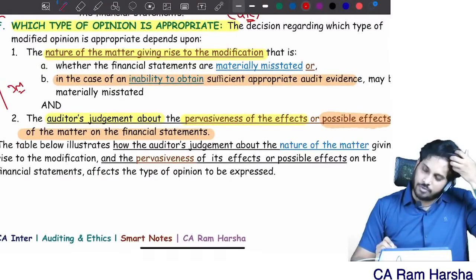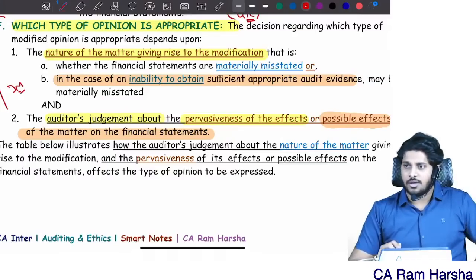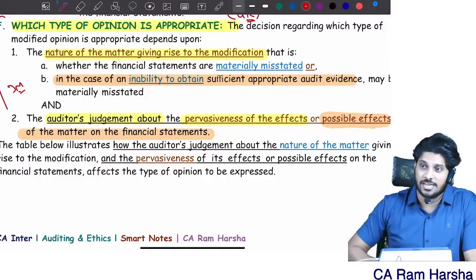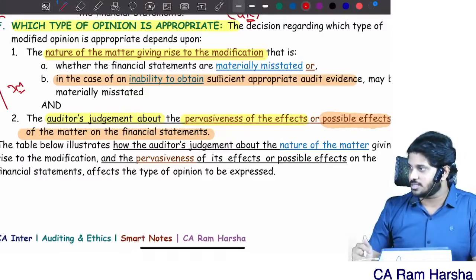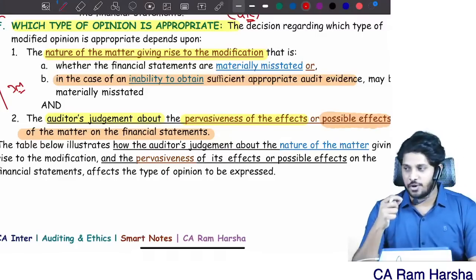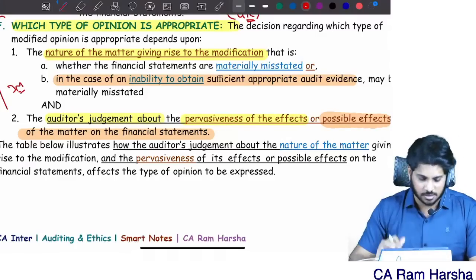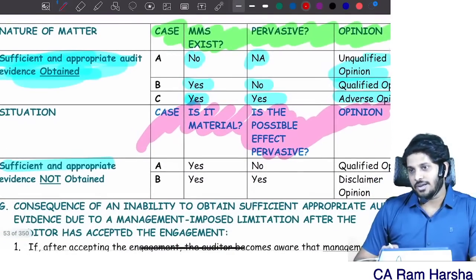Which type of modified opinion is appropriate? Discuss the factors that assist the auditor in determining the type of modified opinion. They will give you a question like this. What type of modified opinion is appropriate? It depends on what. So this is how they can ask. That is what I have given below in the form of a table.